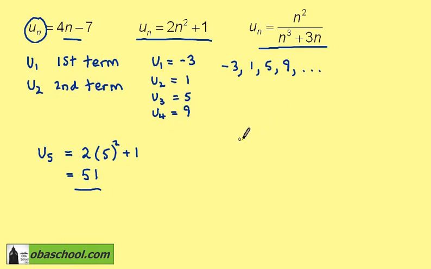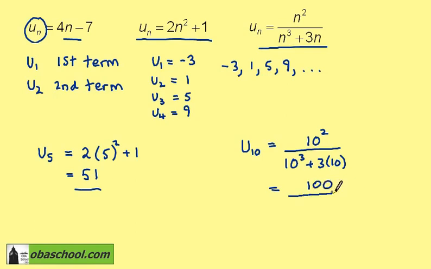Considering this formula, if we wanted the 10th term, all the n's need to be replaced by 10, so we get 10 squared over 10 cubed plus 3 times 10, which is 100 over 1030, and of course this cancels to 10 over 103.